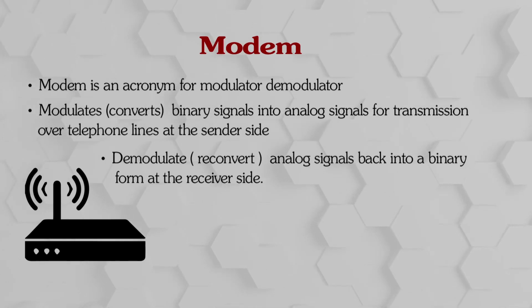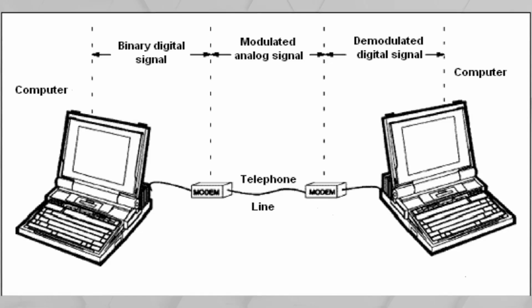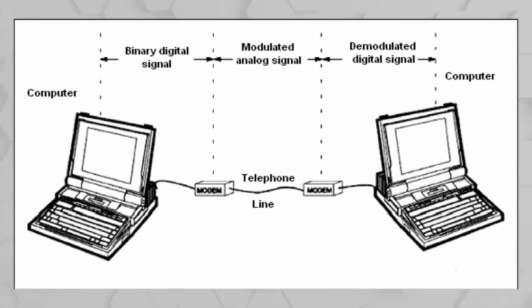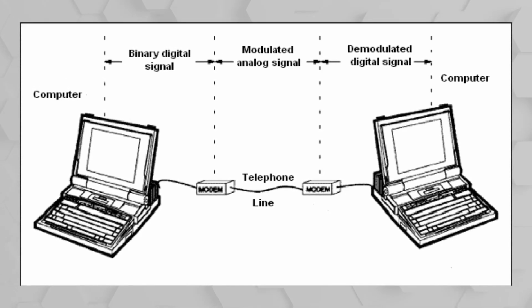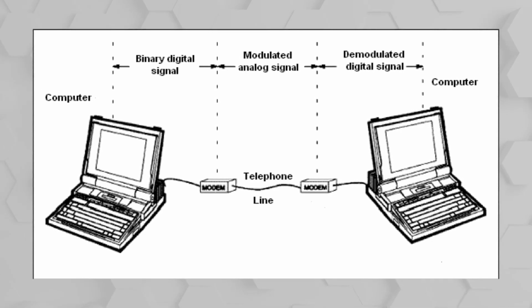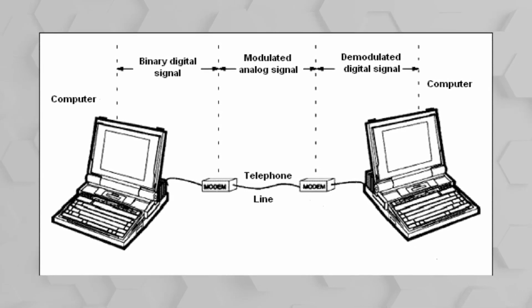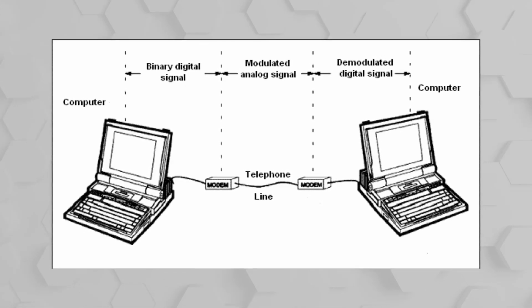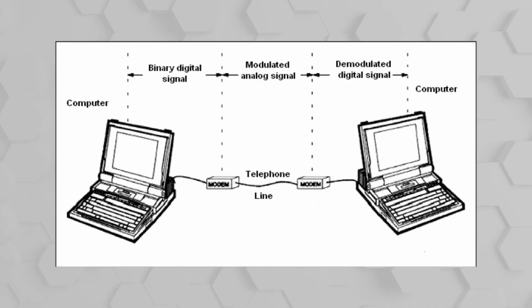And this is the picture you can see now, that there are two computers, and in between there is a modem. Inside the computer we have a digital signal, but in the modem the signal is modulated and further demodulated, and again the signal is back into the digital form at the other side now. So it sits between two kinds of systems, two kinds of computers.